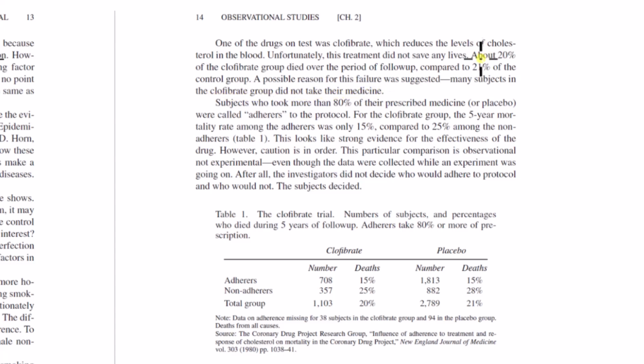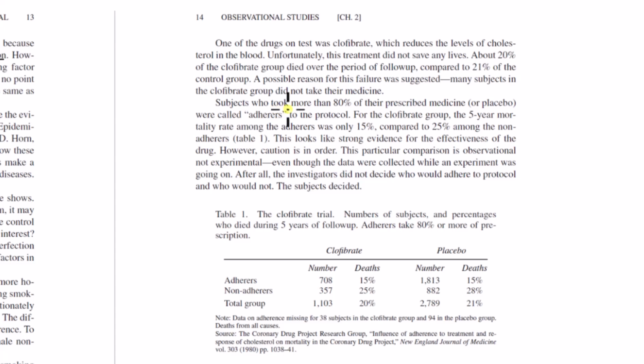So the initial data from this test for clofibrate showed that 20% of the randomized controlled treatment group, the clofibrate group, died over the period of follow-up compared to 21% from the control group. If clofibrate was effective, you would hope to see that the percentage that died in the treatment group was a good amount less than the control group, but it was the same. But a reason for the failure was suggested, that many subjects in the clofibrate group didn't take their medication. That's a theory. So this is what they did.